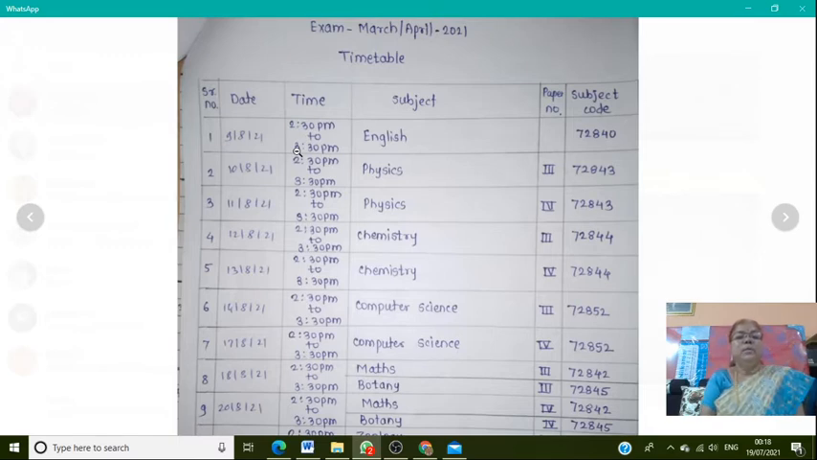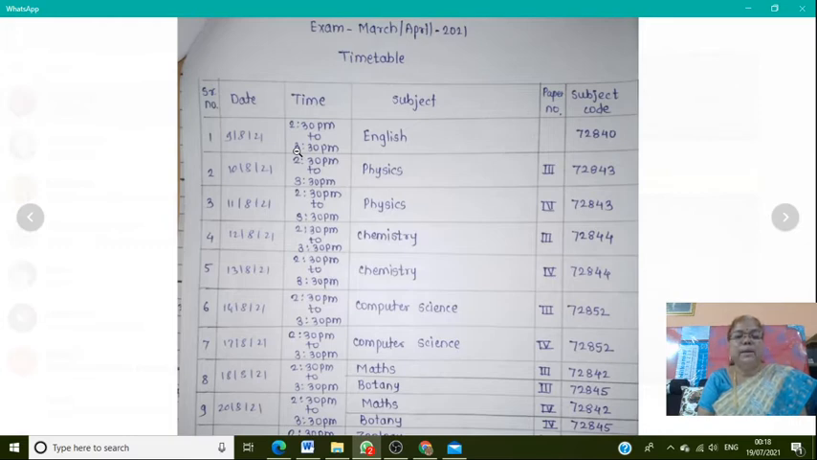Okay, and you have 2 marks for each question and you have to attempt a total of 25 questions. On 10th August, you have to attempt the Physics paper 3 and its subject code is 72,843. Physics 4 paper is on 11th August, same time, 2:30 p.m. to 3:30 p.m.